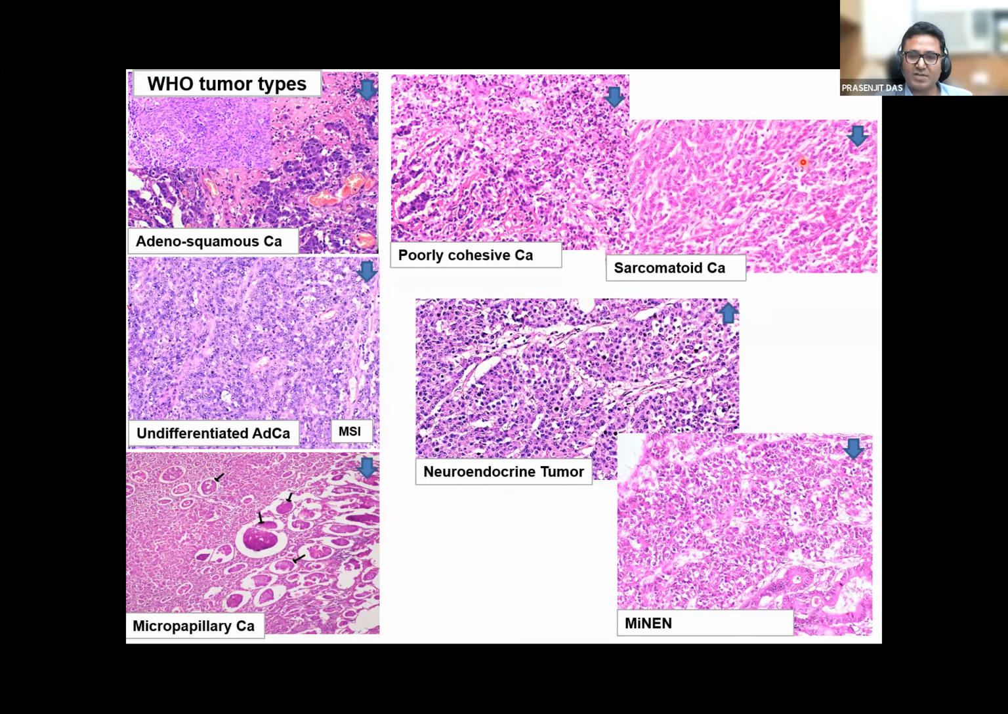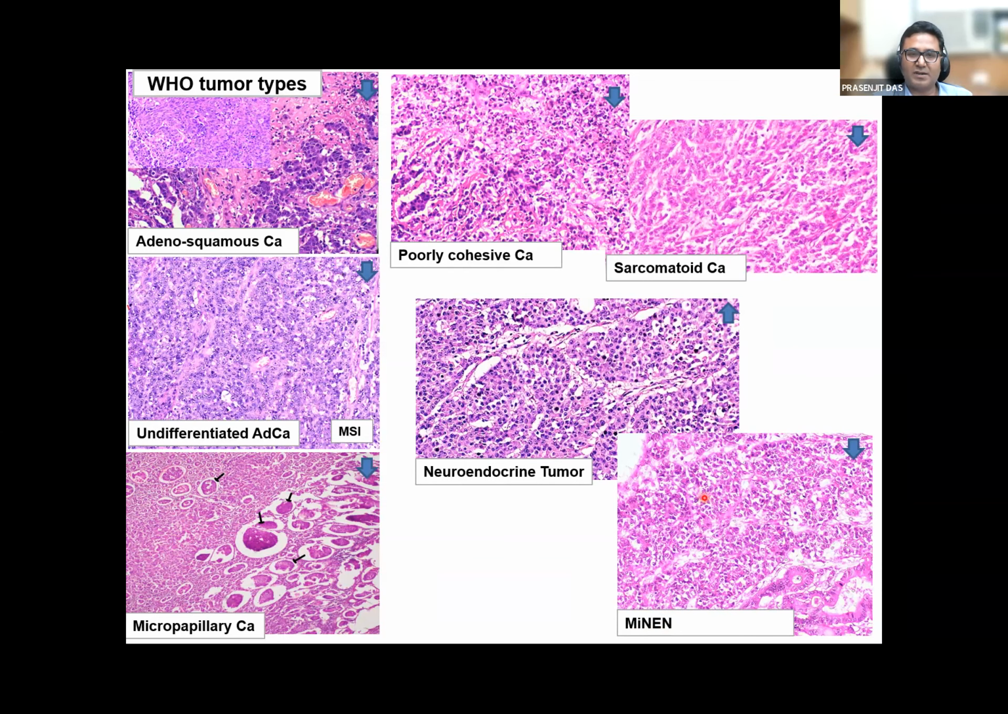The WHO also says that in the colon and rectum, we can see neuroendocrine tumors. And as you all know, neuroendocrine tumors can be well differentiated, where the histology is very characteristic and the prognosis is relatively better. And they can be poorly differentiated, which we call neuroendocrine carcinomas. These neuroendocrine carcinomas and neuroendocrine tumors can be present together with other carcinomas like adenocarcinoma or squamous cell carcinoma, which we call MiNEN, and high-grade MiNENs also have a poor prognosis.